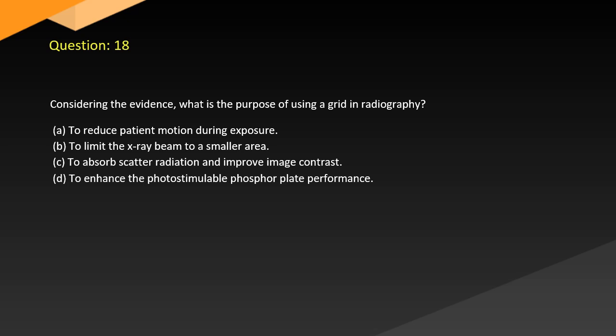Question 18. Considering the evidence, what is the purpose of using a grid in radiography? A. To reduce patient motion during exposure. B. To limit the X-ray beam to a smaller area. C. To absorb scatter radiation and improve image contrast. D. To enhance the photostimulable phosphor plate performance.